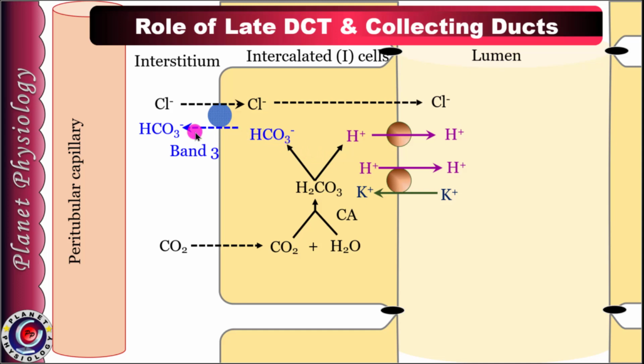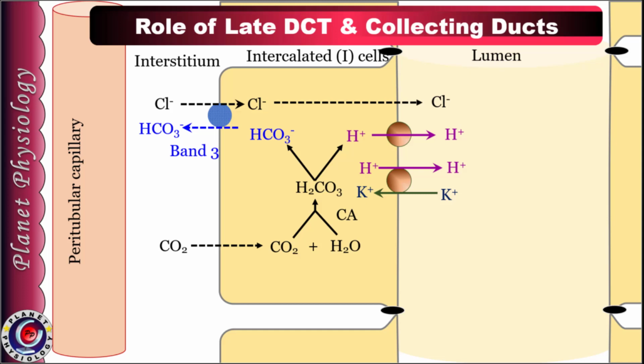Bicarbonate ions are transported into the interstitium in exchange for chloride with the help of band 3 protein. The chloride ions then diffuse into the lumen, forming hydrochloric acid inside the lumen. Thus, for each hydrogen ion secreted, intercalated cells produce and reabsorb one bicarbonate and play an important role in acid-base regulation.